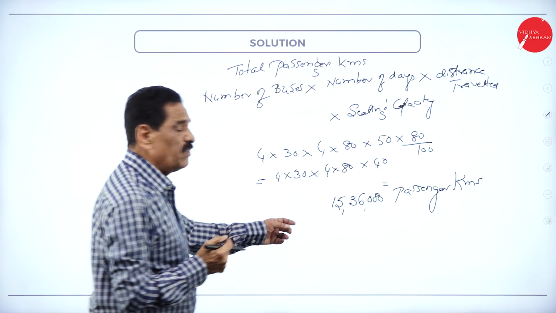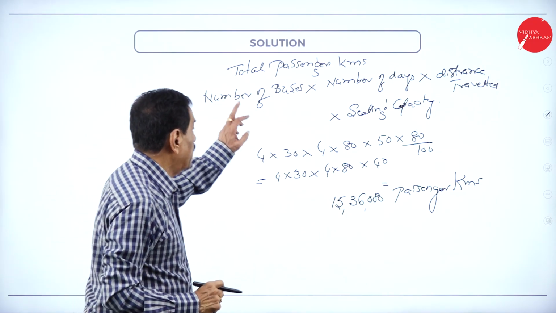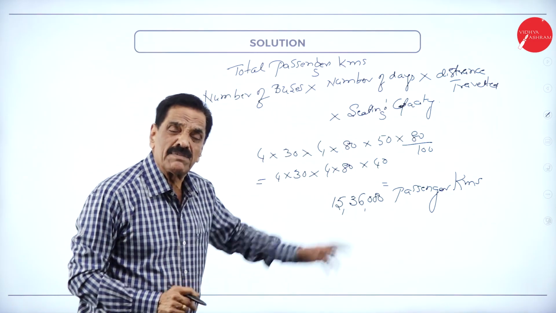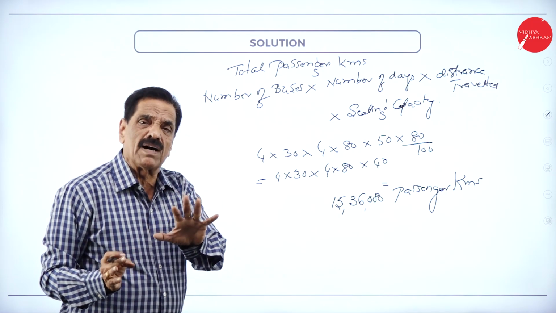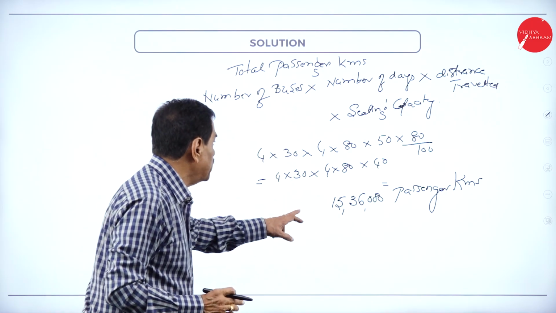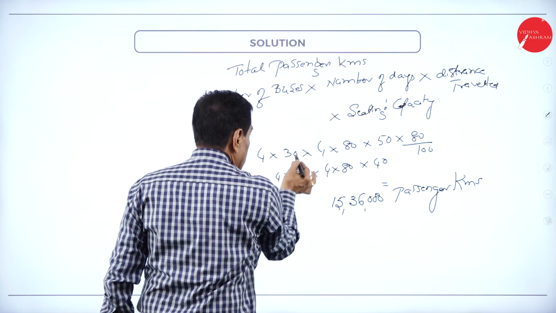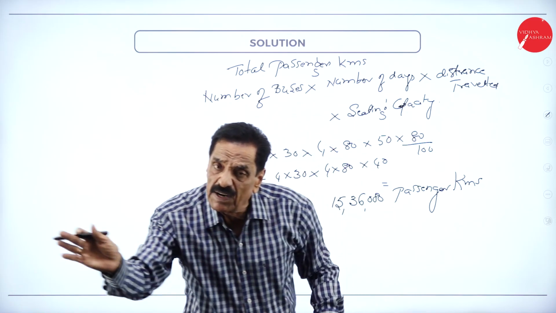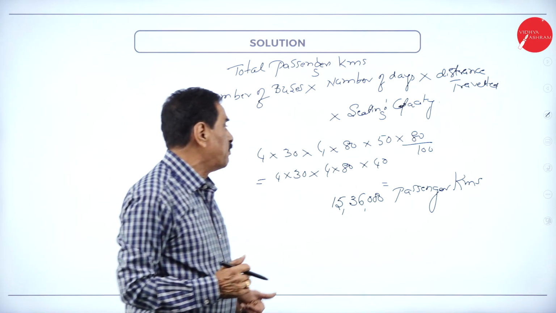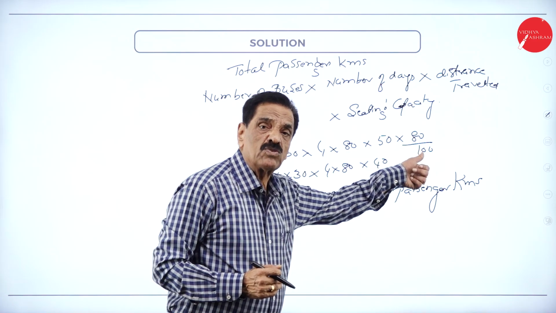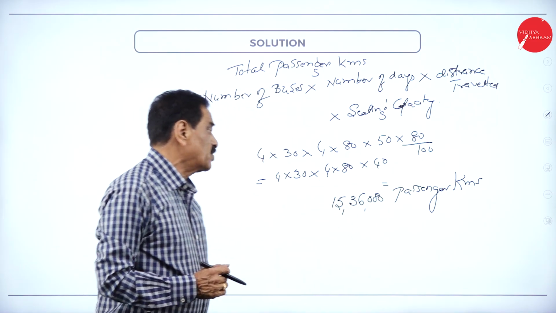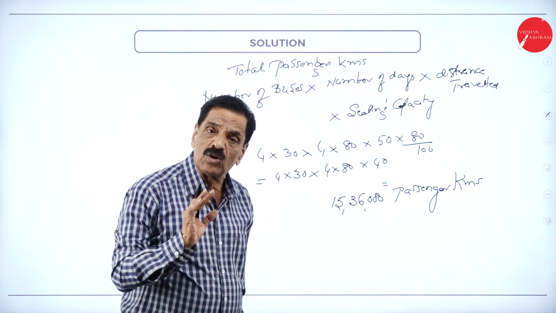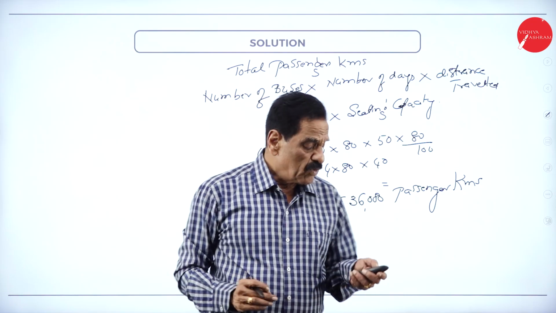If we do like this, we'll get the 5 marks for this. For the formula: number of buses, number of days, distance traveled, into seating capacity. Definitely a problem, 5 marks. We can easily get it. Number of buses, number of days, distance, 4 trips, 1 trip going 40, coming 40, totally 80. How many trips do they make? 4. Seating capacity 50, but occupied is only 80%, means 40 passengers. Totally it will tally in a month to 15,36,000 passenger kilometers. Hope you understand. We'll move on to the next one.